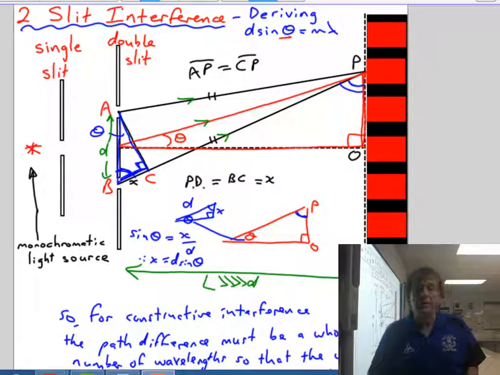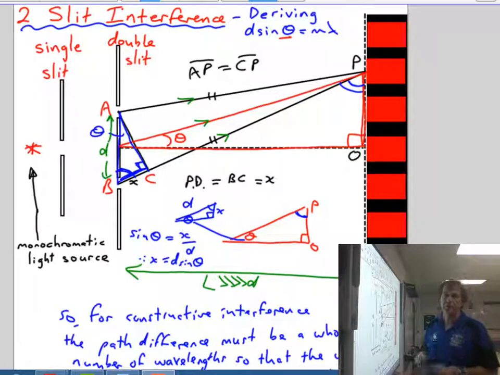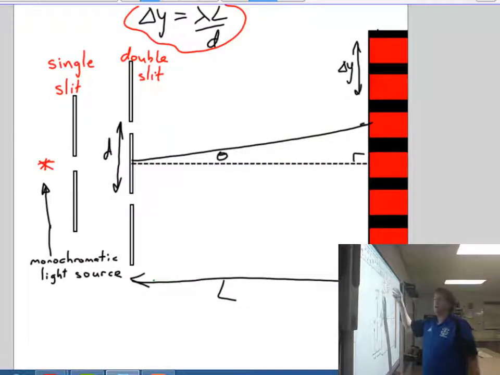Okay, in the last video we looked at the derivation for d sine theta is equal to m lambda for a pair of double slits. There's another formula you can actually use with that situation though, and that one is that delta y is equal to lambda L on D. Now delta y is the fringe separation, the distance between any consecutive pair of bright fringes.